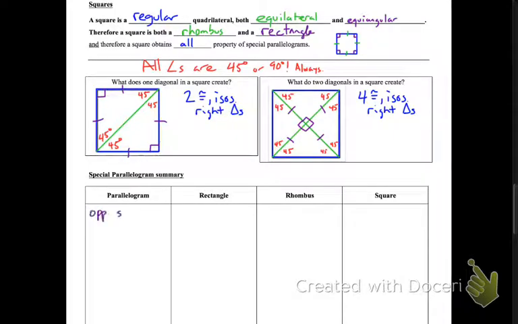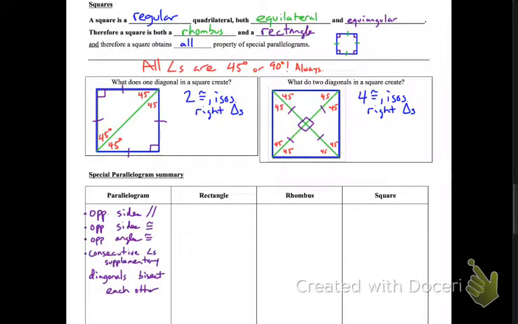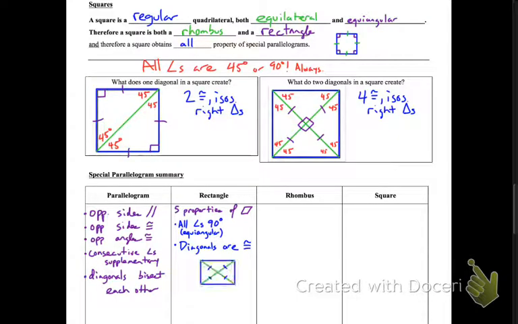All right. So just to summarize all this, what's true? Well, a parallelogram has opposite sides that are parallel, opposite sides that are congruent, opposite angles are congruent, consecutive angles are supplementary, and the diagonals bisect each other. We've learned those as the 5 properties of parallelograms. What are the properties of a rectangle? A rectangle is a parallelogram, so it has all the properties of a parallelogram, plus all the angles are 90 degrees, equiangular, and the diagonals are congruent. And just a reminder of what diagonals being congruent looks like: the diagonals bisect each other, and they're congruent, so you end up with all those little isosceles triangles.